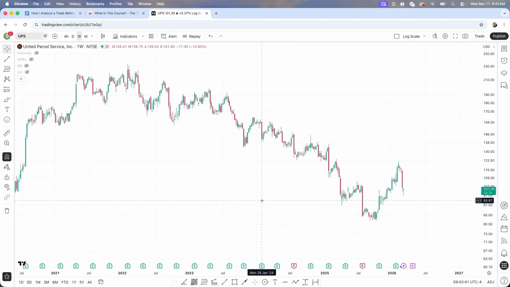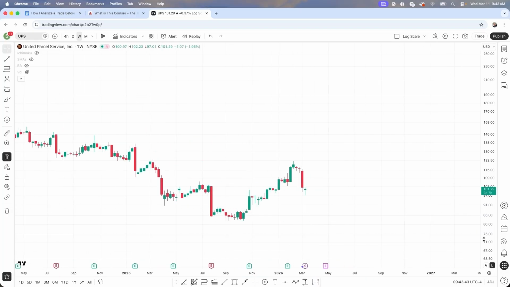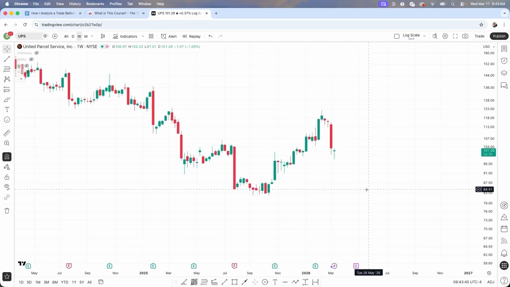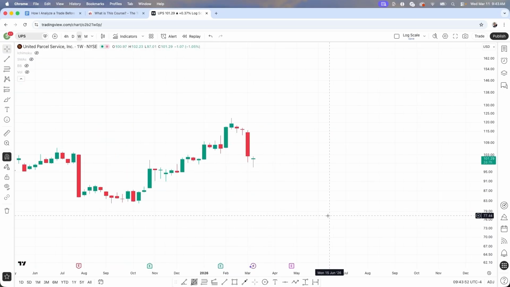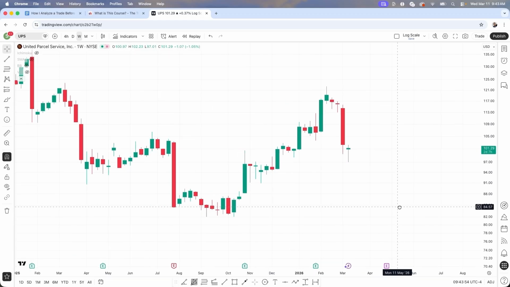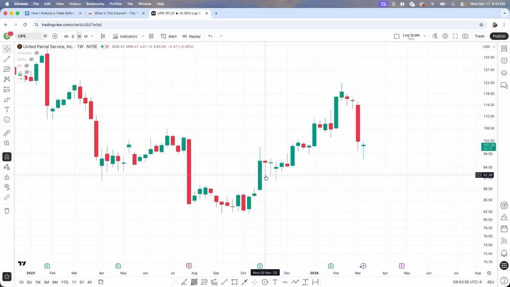If we scroll in and look at the present day of UPS, we can see that since the bottom here in September 2025, the market structure has actually been a bit better. We're making a high, a low, a higher low, higher high, and higher low. So the market structure here is generally good. This is bullish. These are the types of charts that you might want to consider with this strategy.